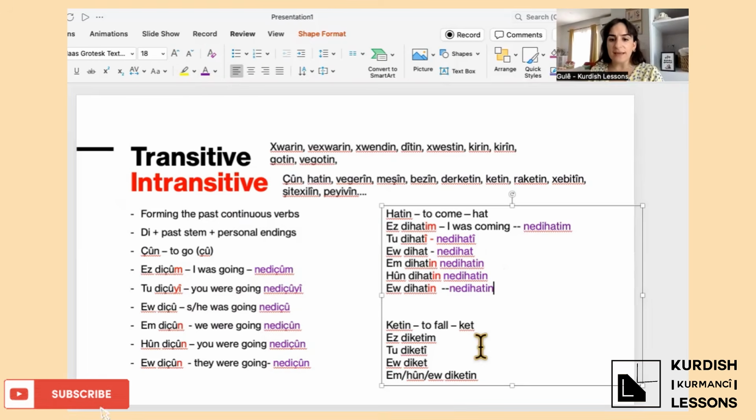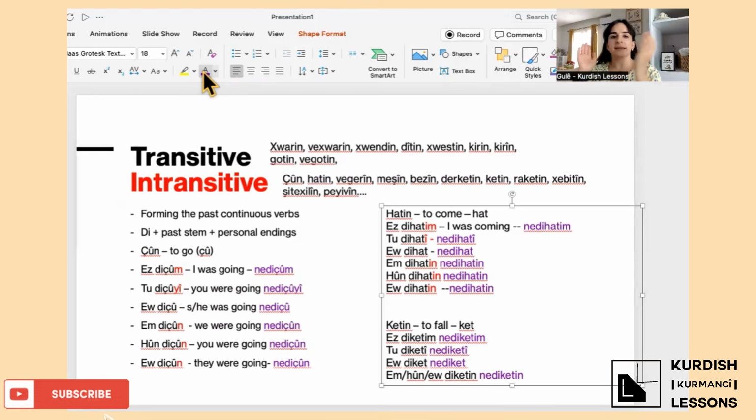And for kitten, as the kitten, I was falling, negative, as nedket. To nedketi, or nedket. Am hun or nedket, nedket. Okay? So it means if you hear or see the past stem with the, it's continuous. So chum, I went. The chum, I was going. Hatem, I came. As the hatem, I was coming.